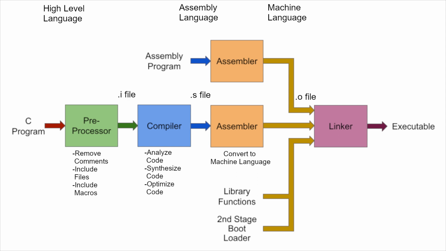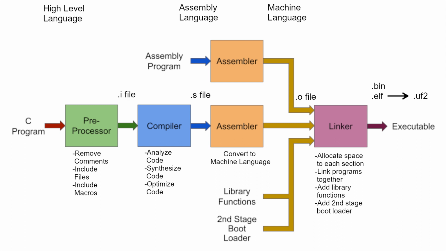At this point, we probably have more than one machine language file. Each file could run within an area of memory, but most likely those areas would overlap. It's the job of the linker to allocate separate memory sections in the target machine to each machine language program and to link the calls from one program to another. In addition, the linker adds additional programs like library functions and a second stage bootloader to help get the programs into the proper location in flash memory and RAM.